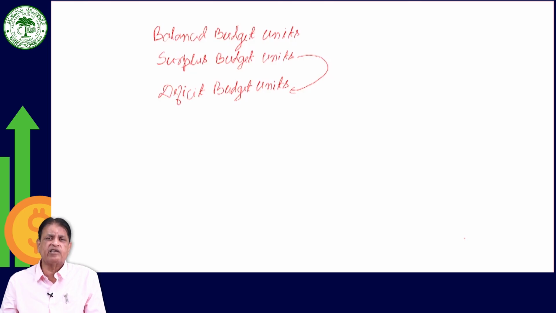And this allocation of funds is very important, because if more funds are allocated for the production of apples, there will be more production of apples, and if fewer funds are allocated for a particular commodity, there will be less production of that commodity. So, how the resources are going to be utilized in the economy will very much depend on the allocation of funds among different deficit budget units.